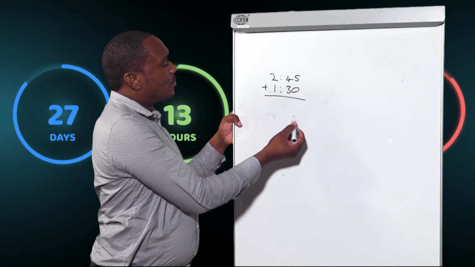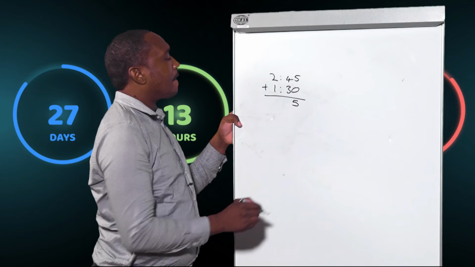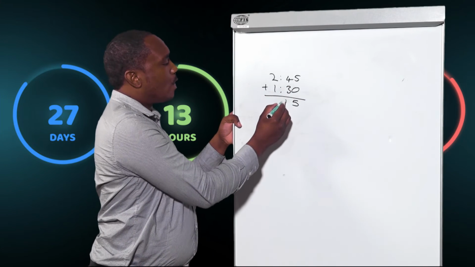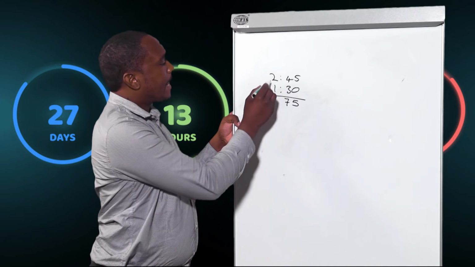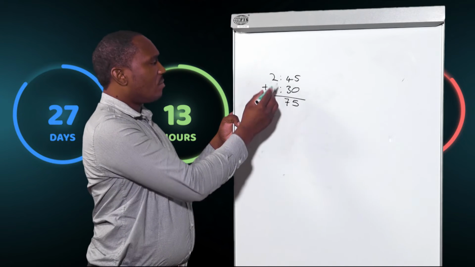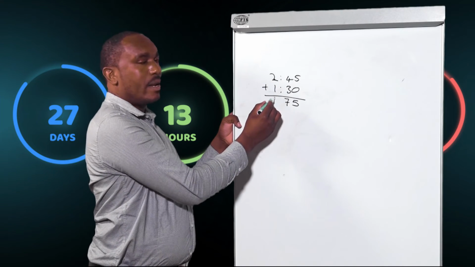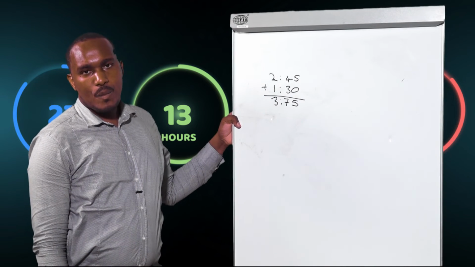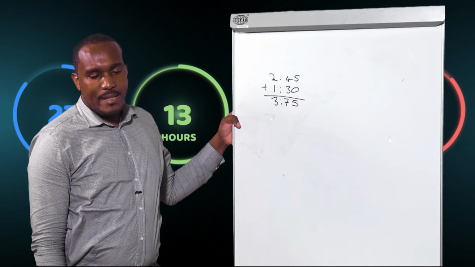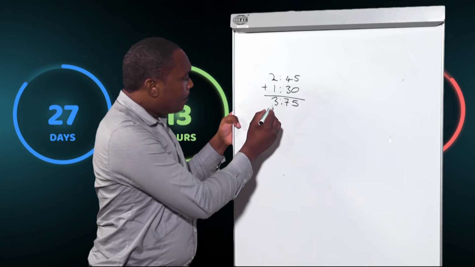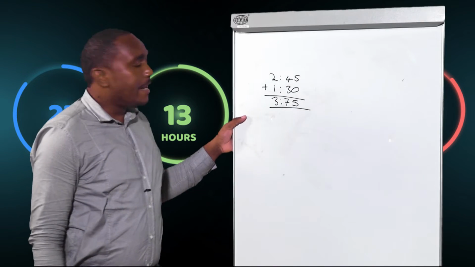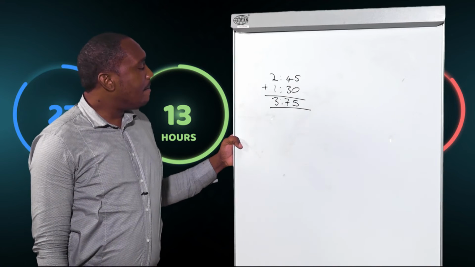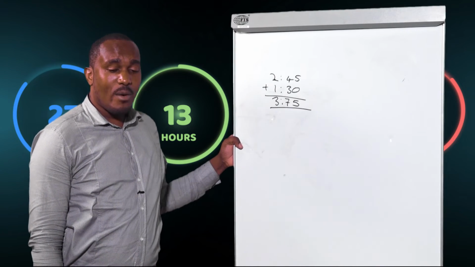5, you add 0, you have 5 there. 4, you add 3. You have 7 there. And then you have 2, add 1. It's 3. So what happens now? Have you ever seen time 3:75 on your clock, on your watch? No. There's never been 3:75 on the clock.